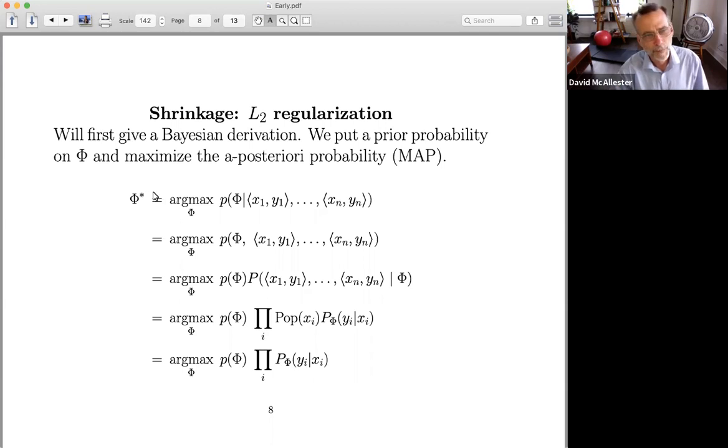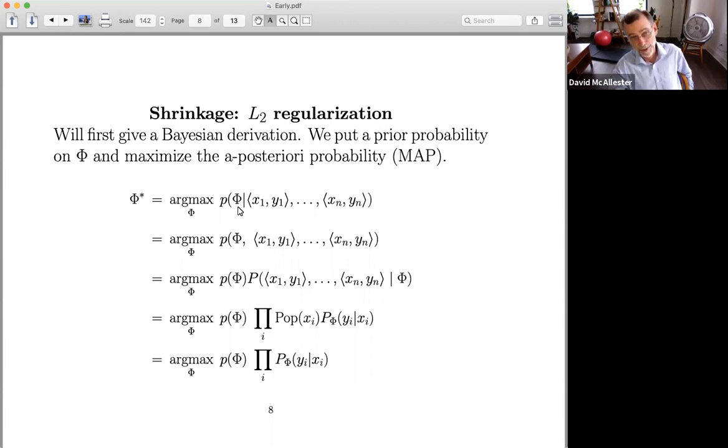So from a Bayesian perspective, I've got some training data. I've got XY pairs that I'm training on. And I want to maximize the probability of the parameter value given my data. So this is my model. I want to find the model that's most likely given the data.